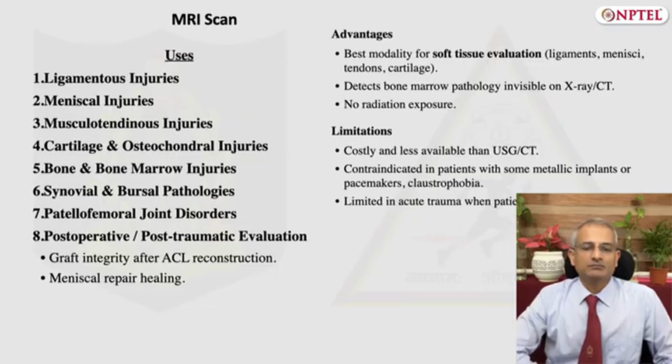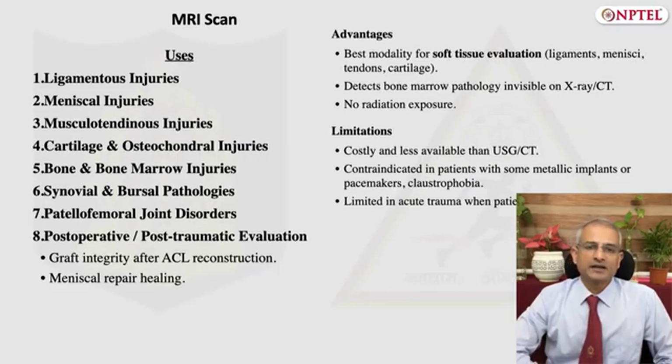It can tell the clinician the exact site and extent of tears or degeneration in the meniscus. It can detect cartilage defects, as in osteochondral injuries. It can easily pick up bone marrow contusions and occult fractures, which cannot be seen on an X-ray or even a CT.